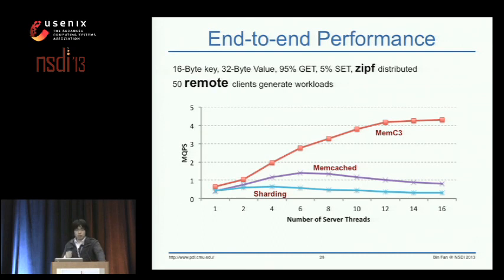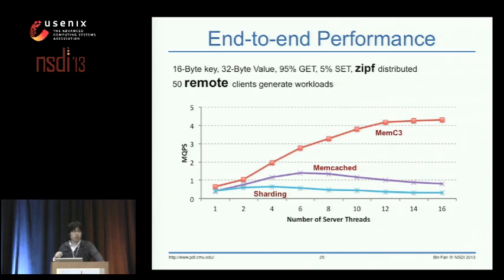And the last figure I'm going to show you is about the end-to-end performance. So we have the concurrent and highly compact hash table and also a set of other changes. We just combine them together, replace the core data structure of Memcached, and build a system called MemC3, as I mentioned before. And we compare with 2 other different schemes.